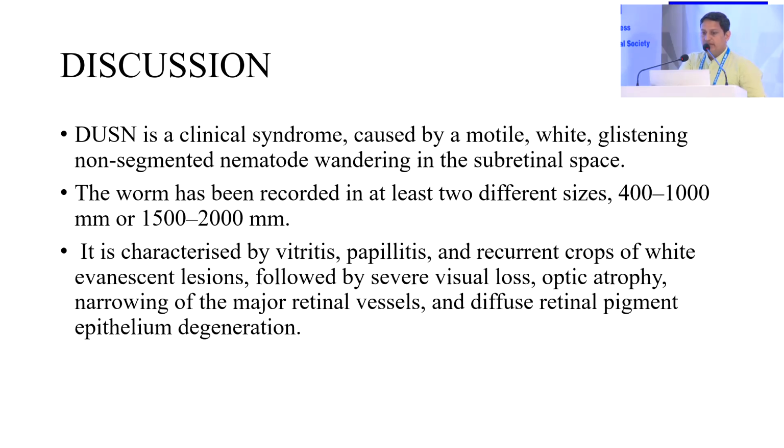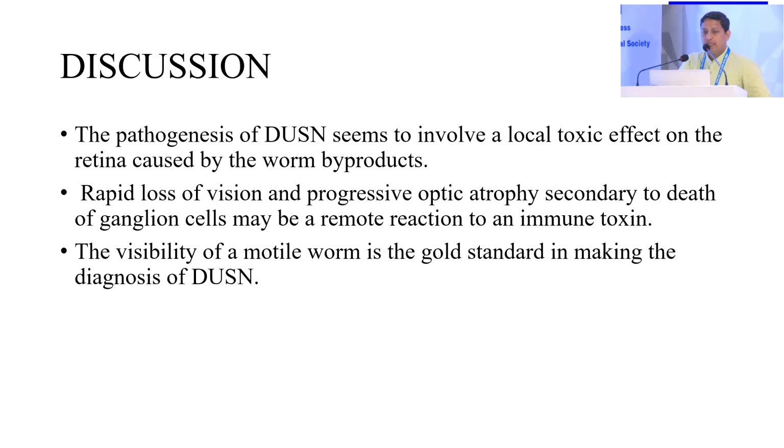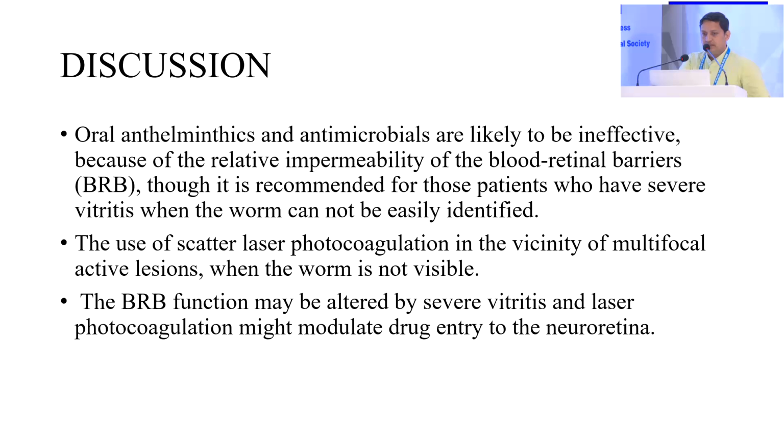It is characterized by vitritis, papillitis, and recurrent crops of white evanescent lesions, followed by severe visual loss, optic atrophy, narrowing of the major retinal vessels, and diffuse retinal pigment epithelium degeneration. The pathogenesis of DSN seems to involve a local toxic effect on the retina caused by the worm byproducts, rapid loss of vision, and progressive optic atrophy, secondary to death of the ganglion cells, may be a remote reaction to the immune toxin. The visibility of a motile worm is the gold standard in making the diagnosis of DSN.